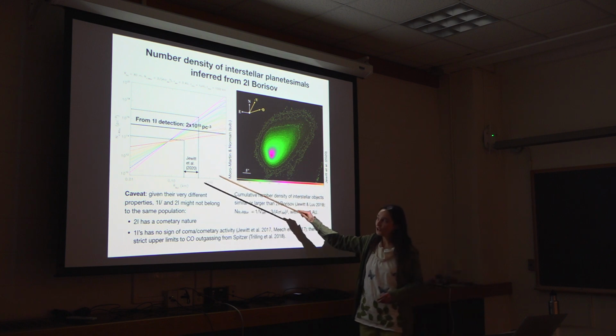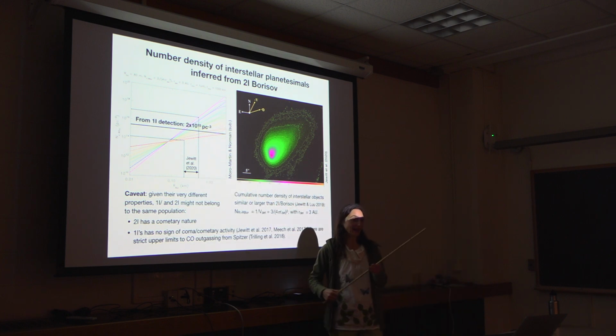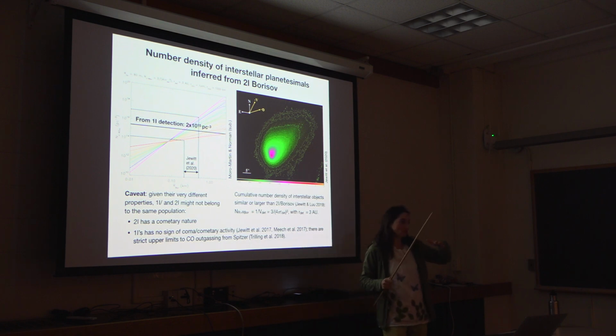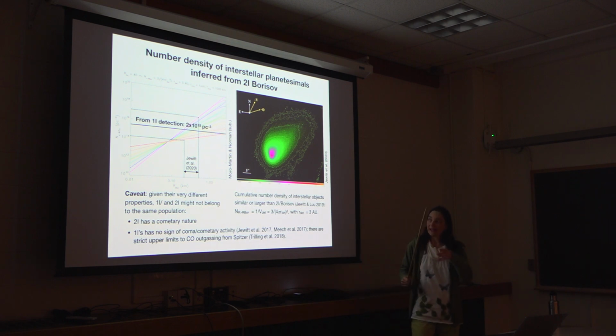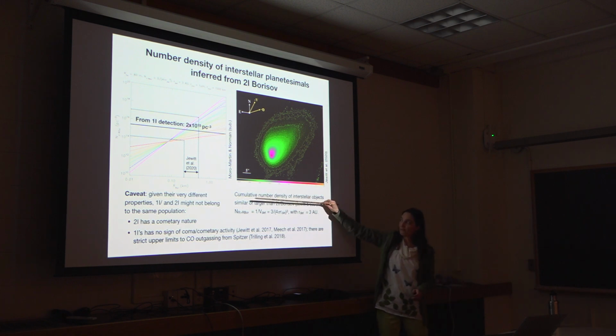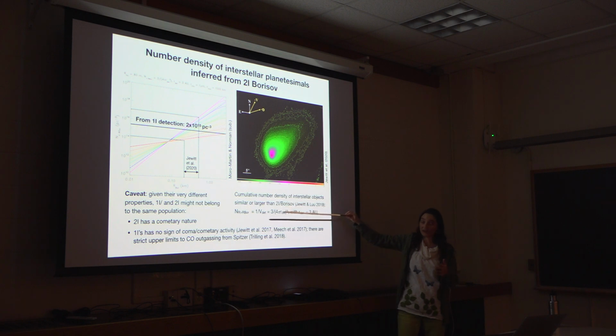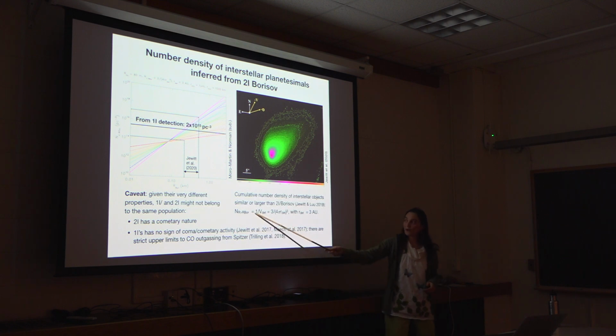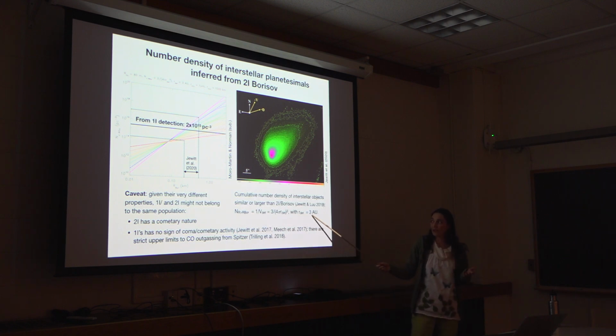So if you assume that it has this size, because we want to compare apples to apples, I want to know if the cumulative number density of interstellar objects inferred from the Borisov detection agrees with what we are inferring from the detection of Oumuamua. Do they both agree? To estimate the cumulative number density of interstellar objects similar to or larger than Borisov, I'm basically just assuming that it is 1 over the detection volume, and that the detection radius is 3 astronomical units, because that's when it was detected.